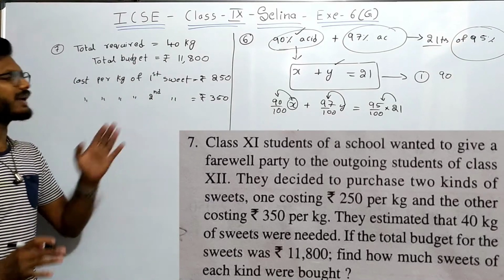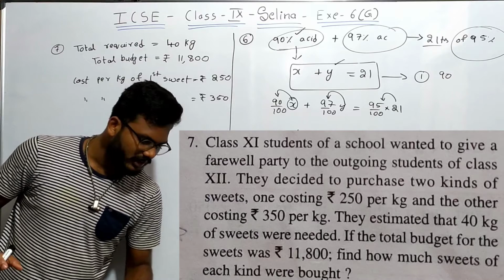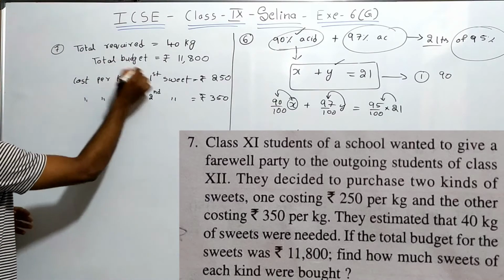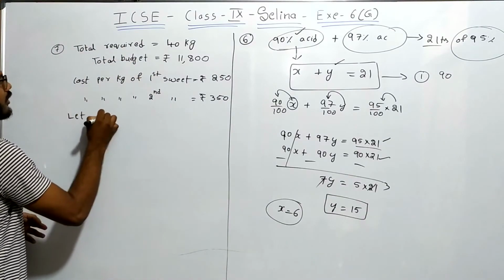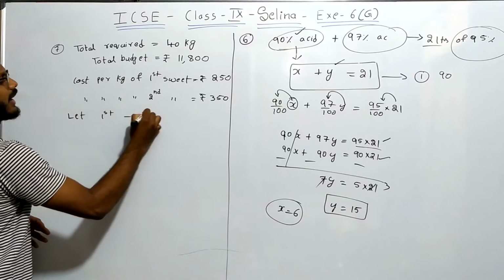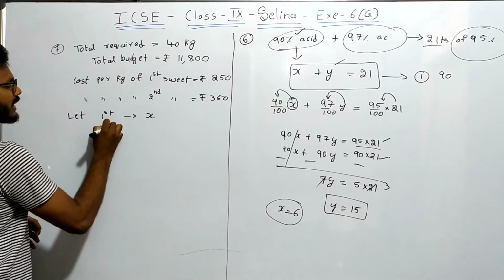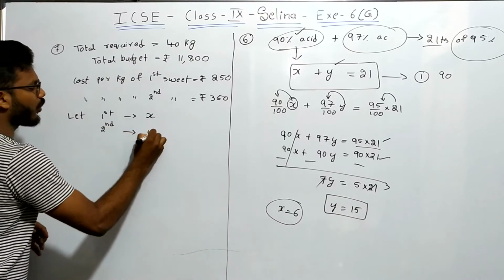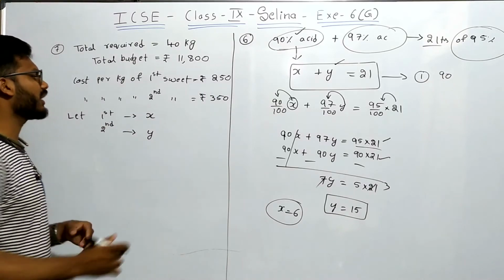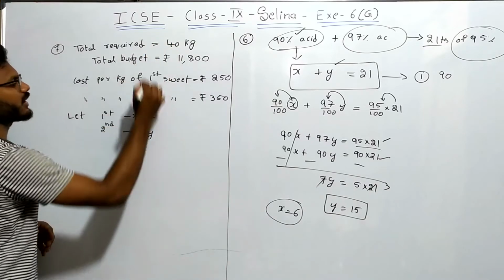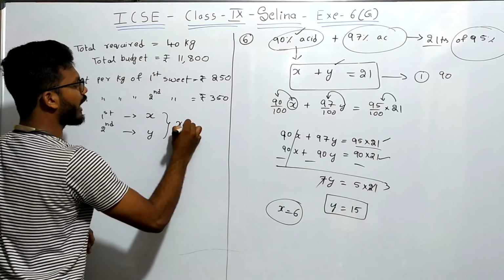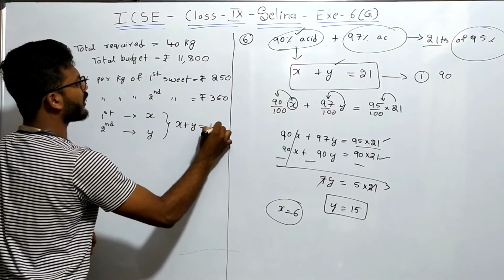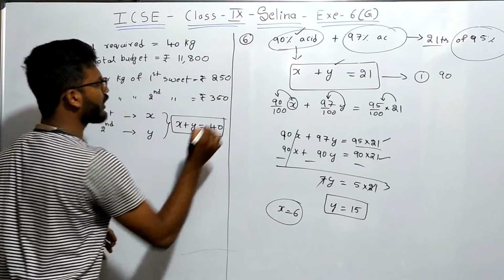Now we have to find how many kgs of each sweet are required. So first let the first sweet be x kgs and the second sweet be y kgs. So what can we tell? Total number of kgs is 40. So x plus y equal to 40. This is one equation, right?